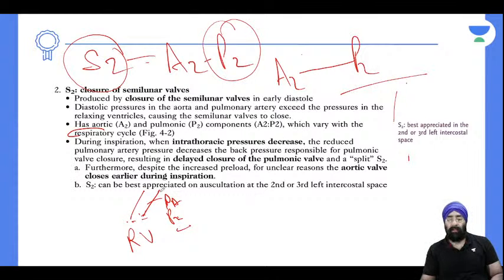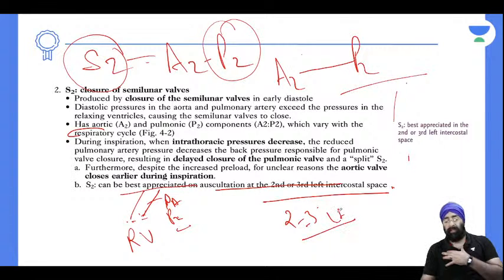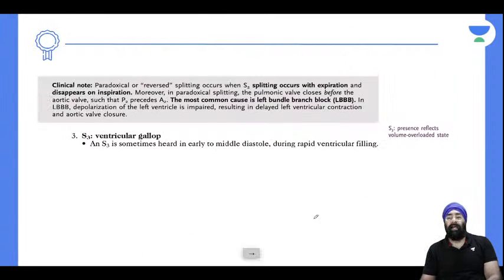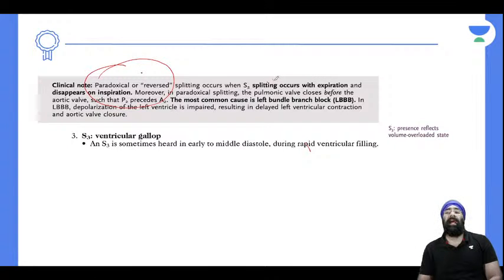Okay, this is important to understand, and this can be appreciated in auscultation in the second and third left intercostal space. Then there is also a paradoxical reverse splitting, which occurs with S2 splitting in the expiration. That means in this particular paradoxical splitting, instead of splitting in inspiration, the splitting happens in expiration.